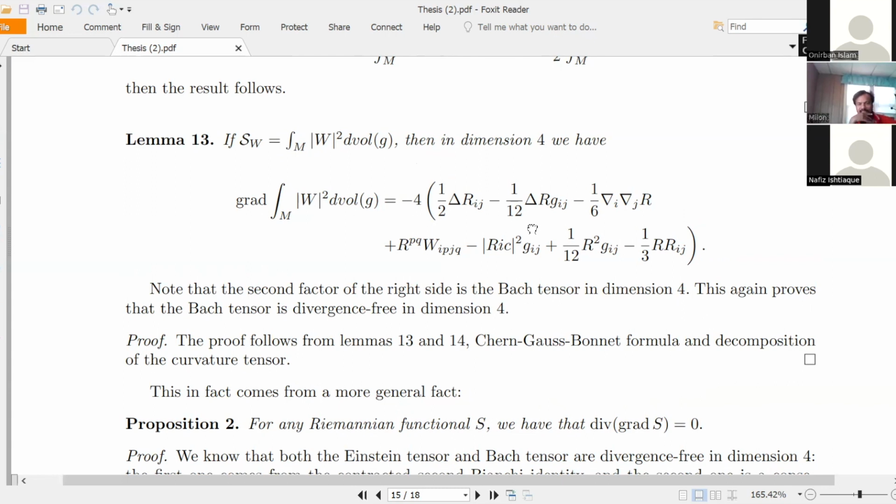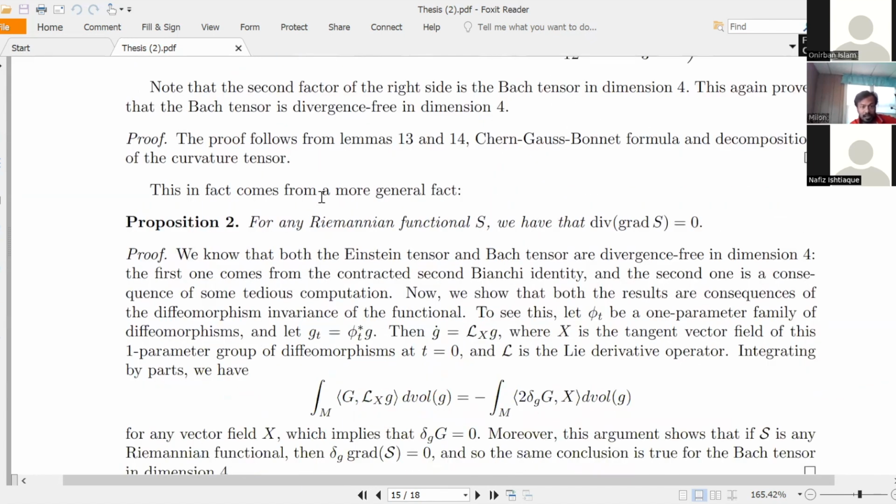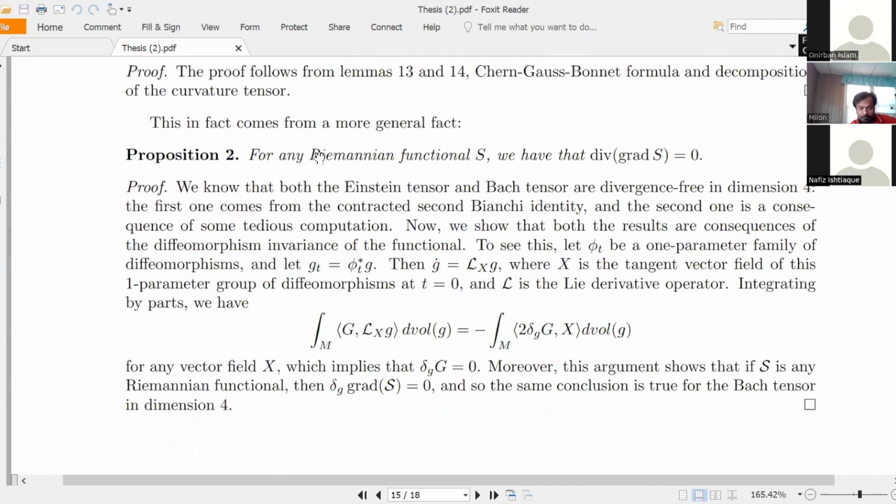Well, if you're in the nice world, then the divergence of the gradient should be zero. Divergence of gradient should be zero. So this is sort of another proof. If you want to be fancy, then you can use the Chern-Gauss-Bonnet theorem one more time. Finally, here we have a beautiful result.